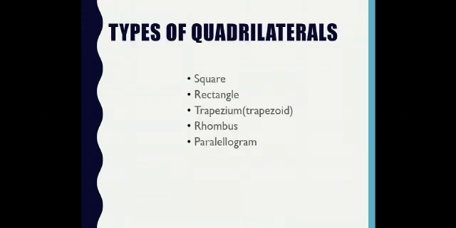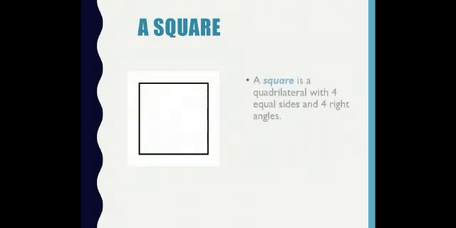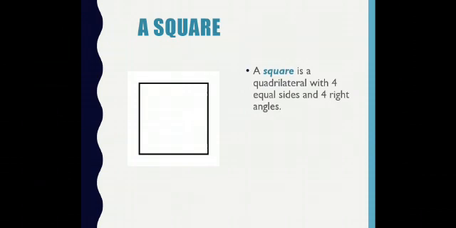Now, children, the types of quadrilaterals are mentioned below. We have a square, rectangle, trapezium, whose other name is trapezoid also, rhombus and a parallelogram. Now let us study one by one the different types of quadrilaterals. The first one, which is very common and you are familiar with from childhood, is a square. Now what is a square? A square is a quadrilateral with four equal sides and four right angles.